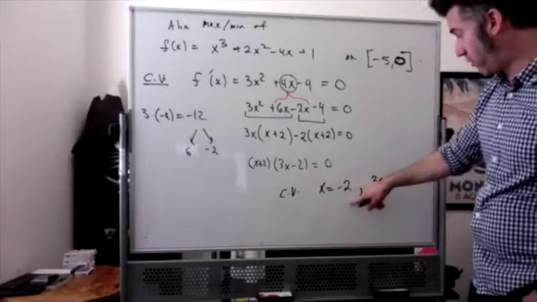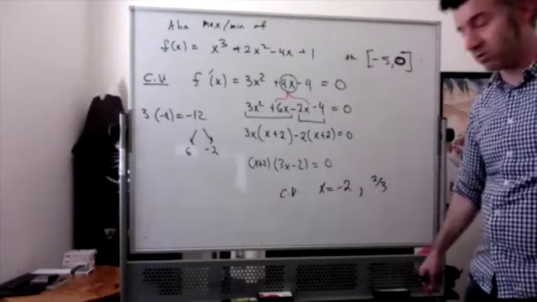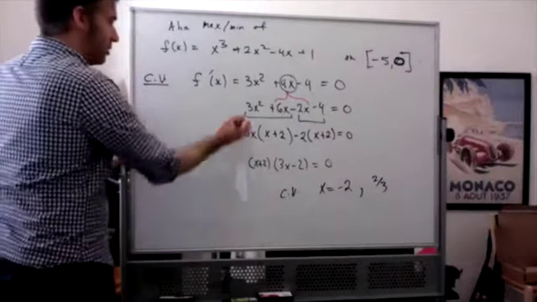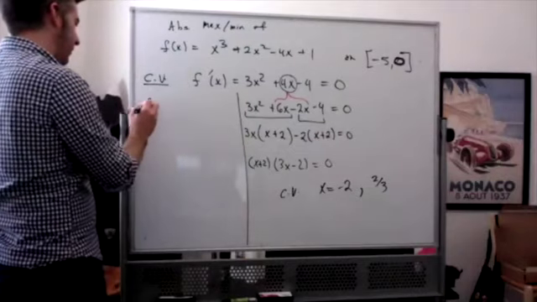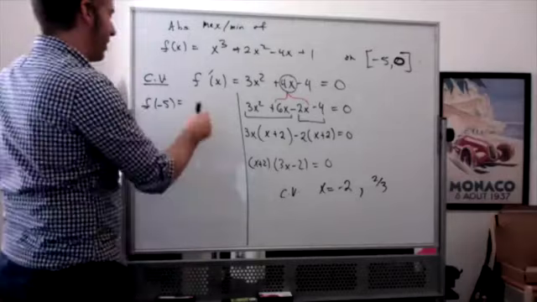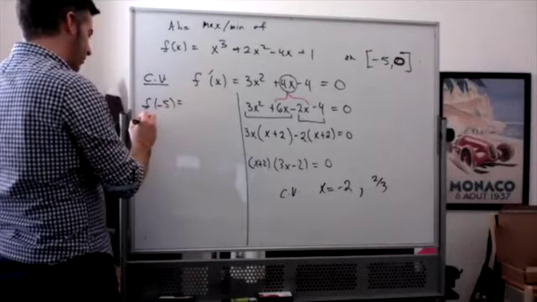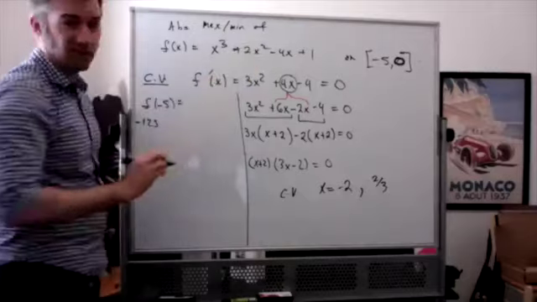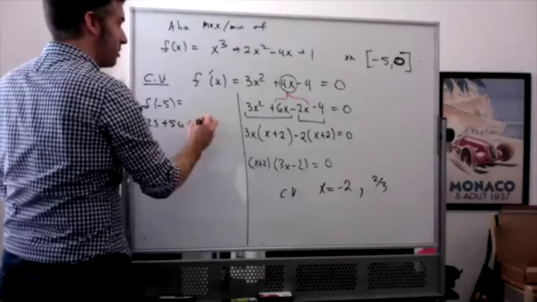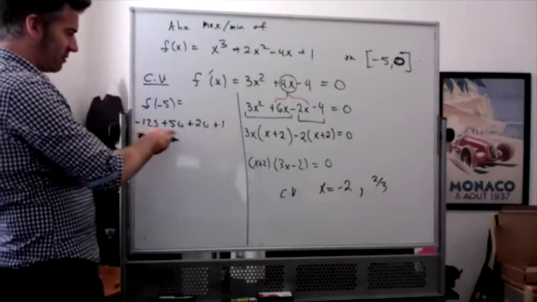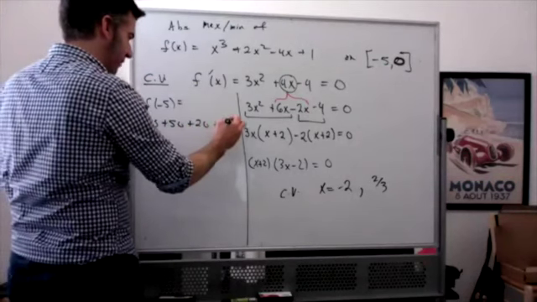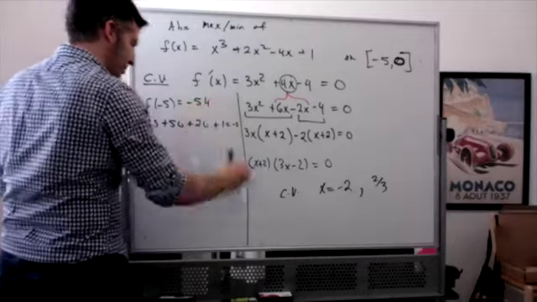Great. We have our critical values. We have our endpoints. Let's plug them into the original function and find out what's the biggest and what's the smallest. Okay. So here's the deal. We're definitely going to do f of -5. Okay, fine. Let's just calculate it real quick. F of -5 is -5 cubed, which is -125. 2 times -5 squared is 2 times 25, which is 50. -4 times -5 is 20, plus 1. That's -75. Plus 20 is -55, plus 1 is -54.